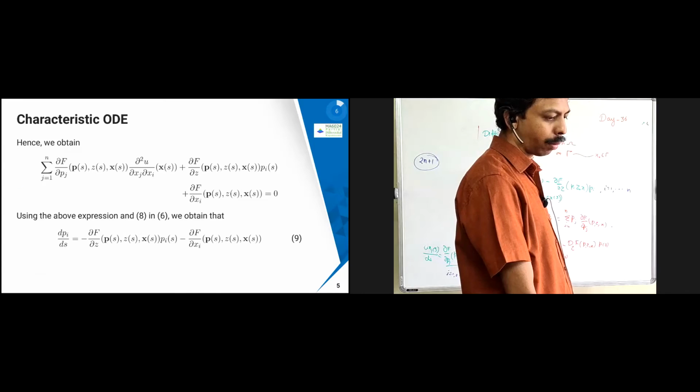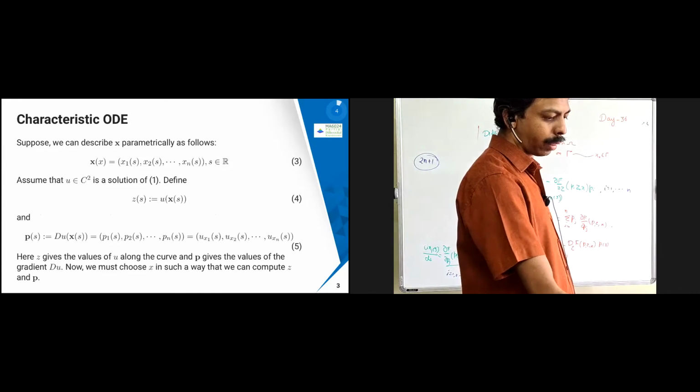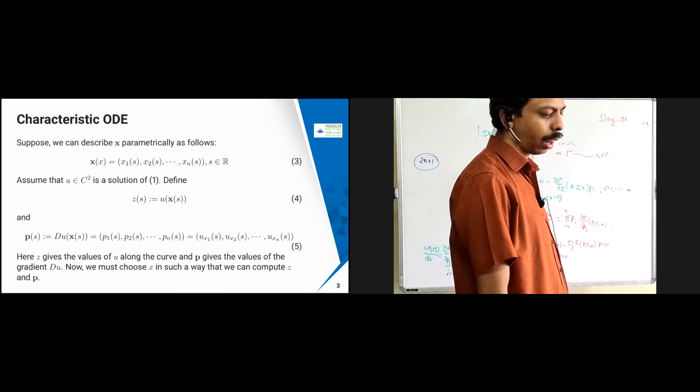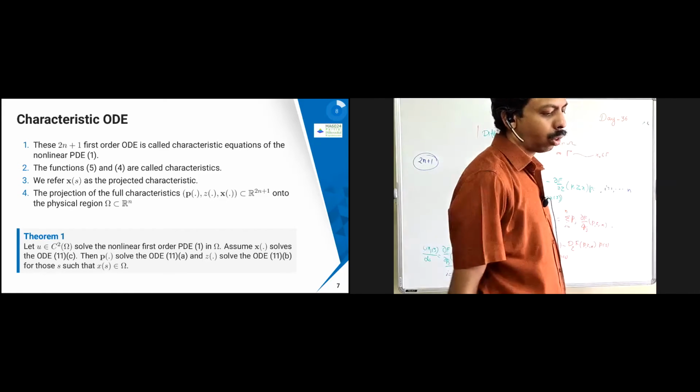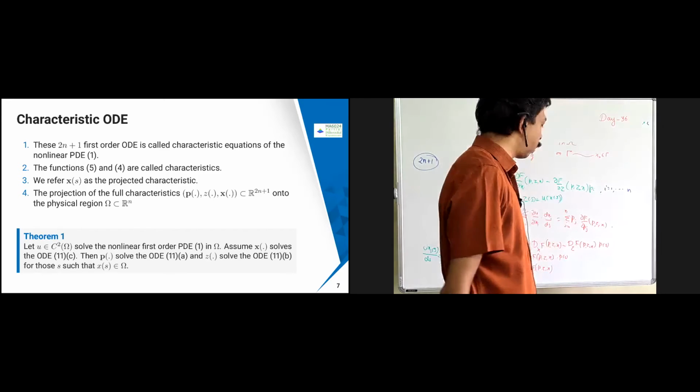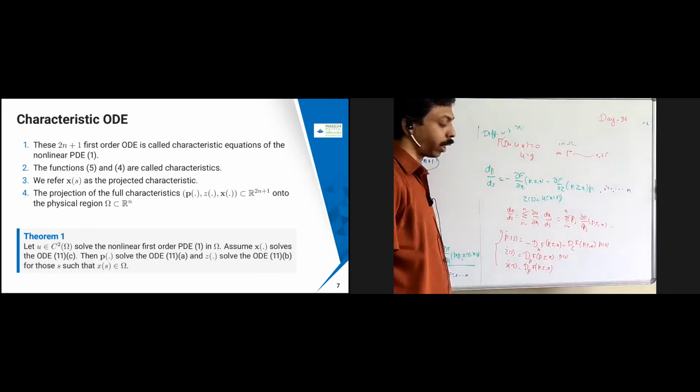5 and 4. So 5 and 4 is z of s and p of s. These two together are called characteristics. Okay, so we usually say this x of s is the projected characteristic.